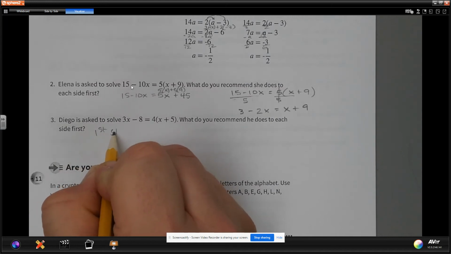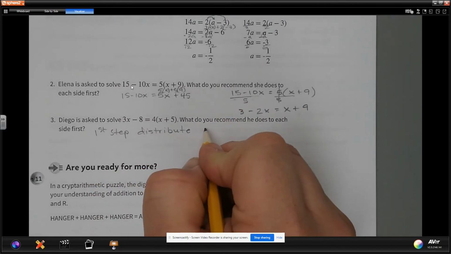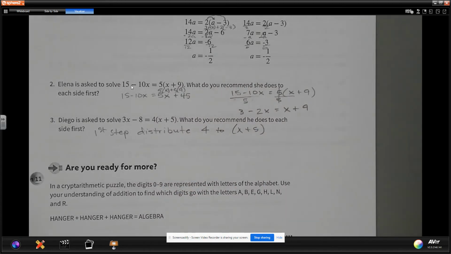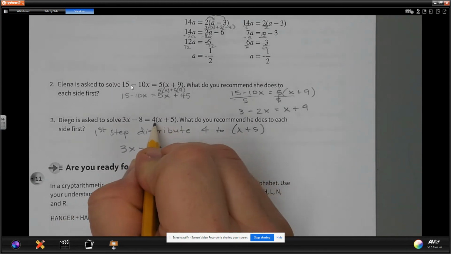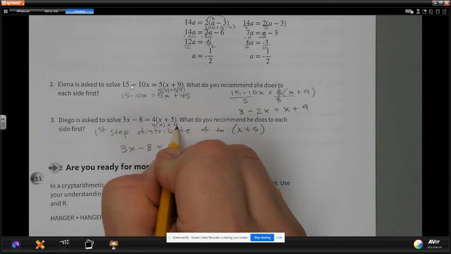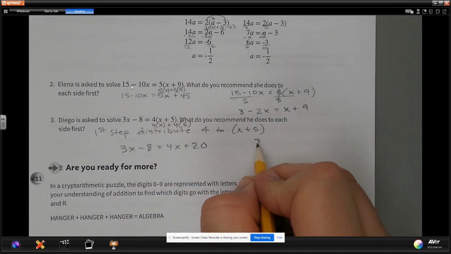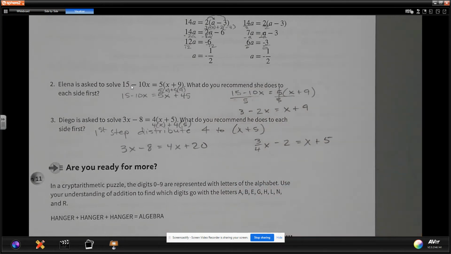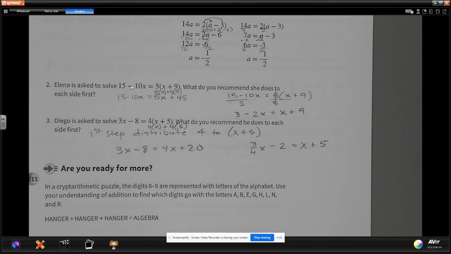the first step is to distribute. 4 times 2x plus 5. And the reason for the distributive property is this. If I take the 3 times the x minus 8 is equal to 4 times x and 4 times 5, I can avoid having a fraction in there such as 3/4 x minus 2 is equal to x plus 5. You can see the difference between the two. Over there I'll have to figure out how to work with a fraction, whereas over here I do not have to do that. Okay? All right.